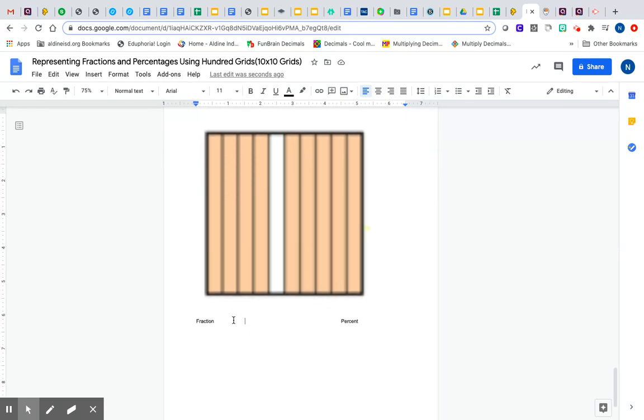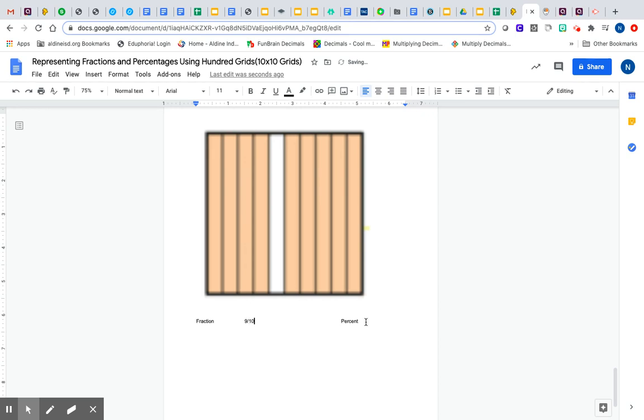So let's see. I want to know how many are shaded. So I see I have 1, 2, 3, 4, 5, 6, 7, 8, 9, 10. So I have 10 in total, I'm sorry, you guys. But how many are shaded? 9, because I see that 1 is not shaded. So I have 9 out of 10.